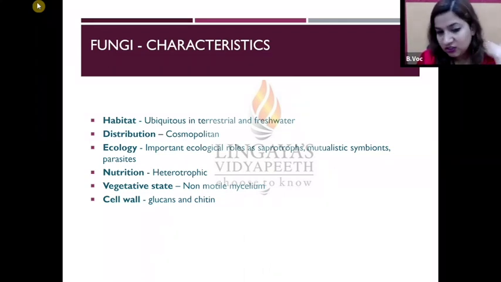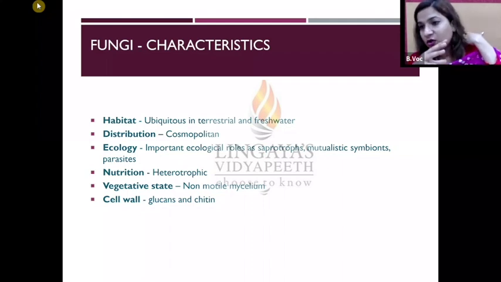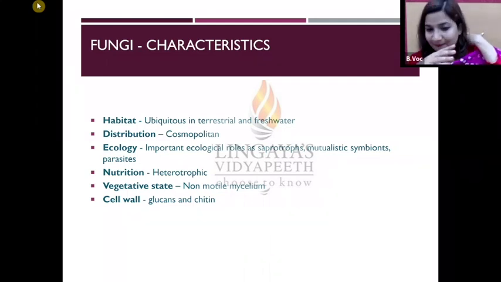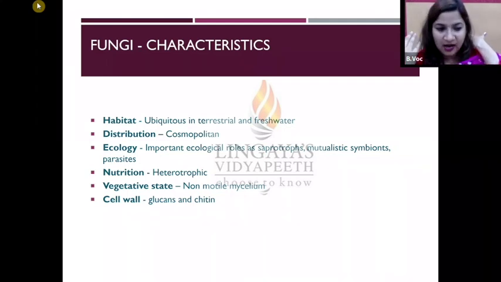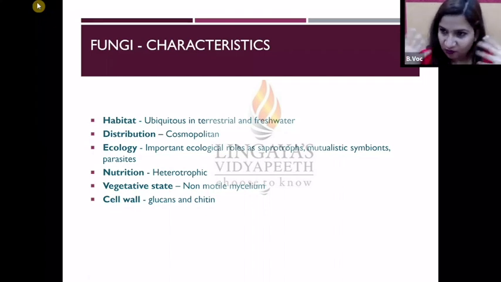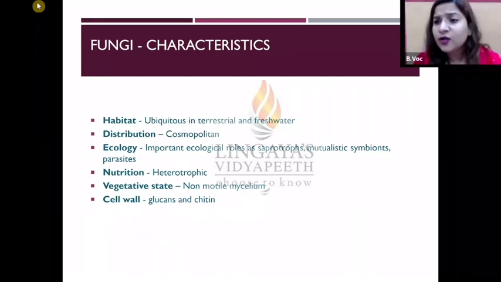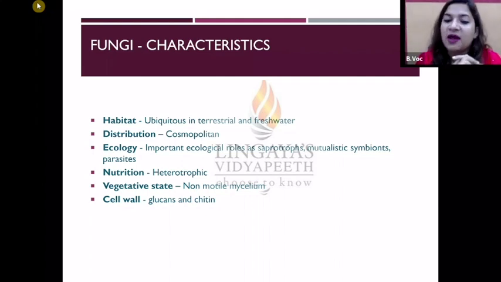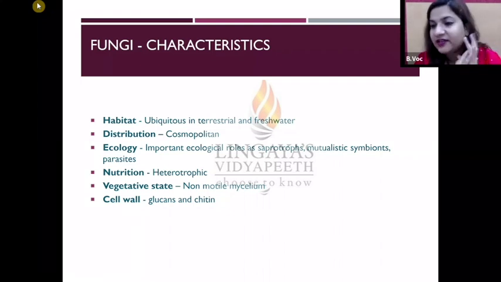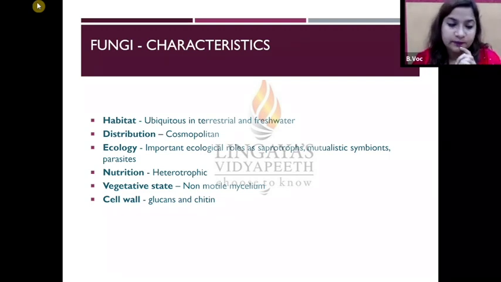If we talk about ecology, they play important ecological roles, such as saprotrophs, mutualistic symbionts, or parasites, providing mutual benefits to the symbionts. They also decompose organic matter by existing as saprotrophs. If we talk about nutrition, I told you that fungi are heterotrophic in nature because they obtain their food by the degradation of organic matter.